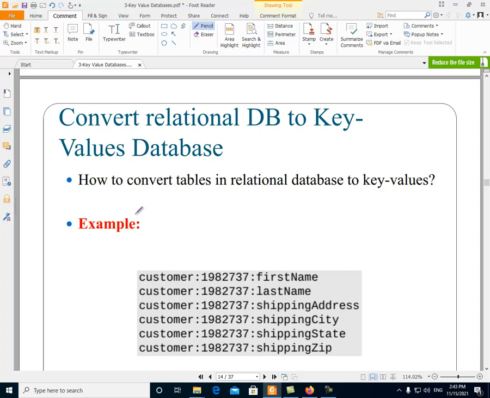In this example, you see that we have a customer table, and the customer has some attributes. These are the keys for the different attributes of a specific customer. Okay, this is the customer ID. This is a specific customer, and these are the keys that we have for that customer.